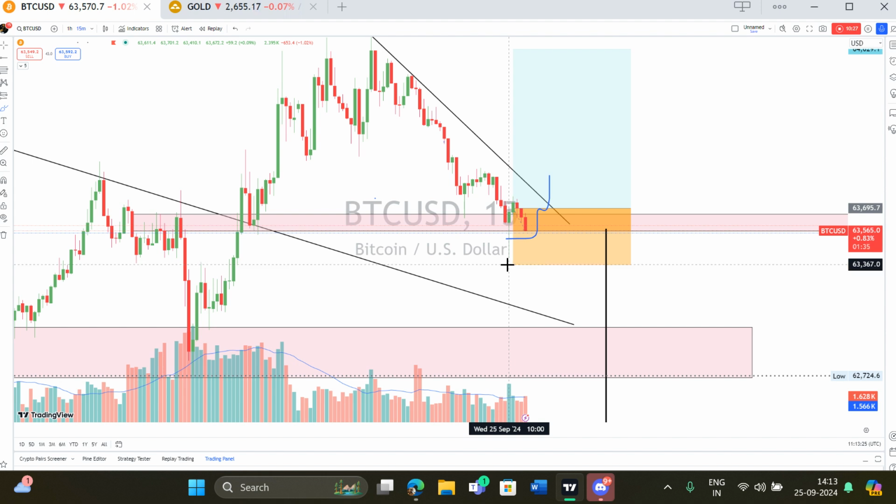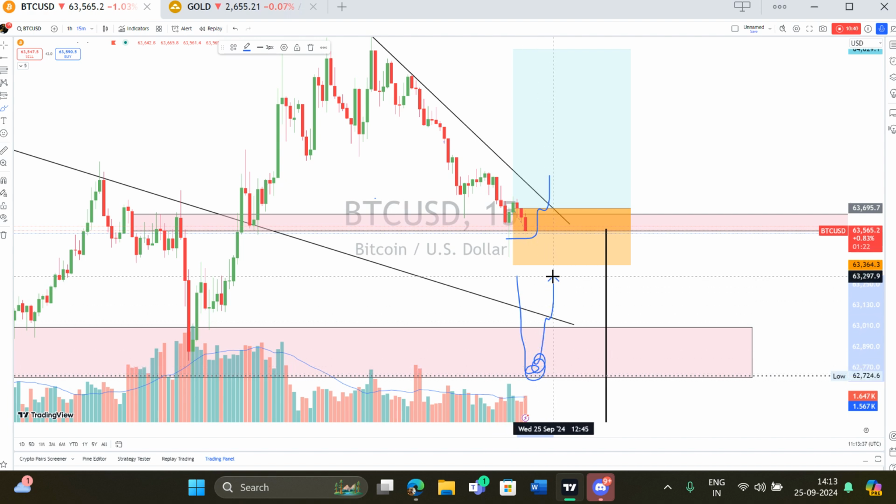66,363,600 I can wait for here. And if it breaks out to the downside, it's fine, guys, close your trade. Don't keep your open positions, because it's going to the next low. And then if I see some V-shaped recovery here, then I can buy again.